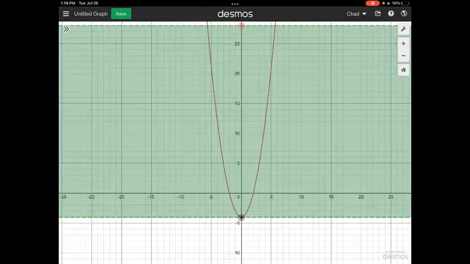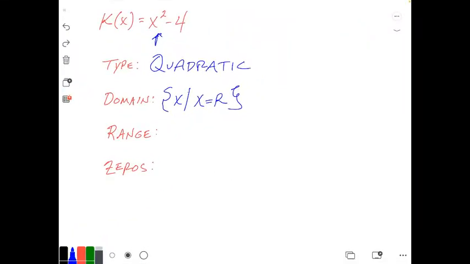Okay, so let's go ahead and do the range. So my range is going to be fancy squiggly y such that. Okay, again, that's just formatting. That doesn't really mean anything. Everything that comes after that is going to be what the actual range is. So it's all the y values from negative 4 up. So I have to write that as an inequality somehow. So the way I'm going to write that is y is greater than or equal to negative 4.